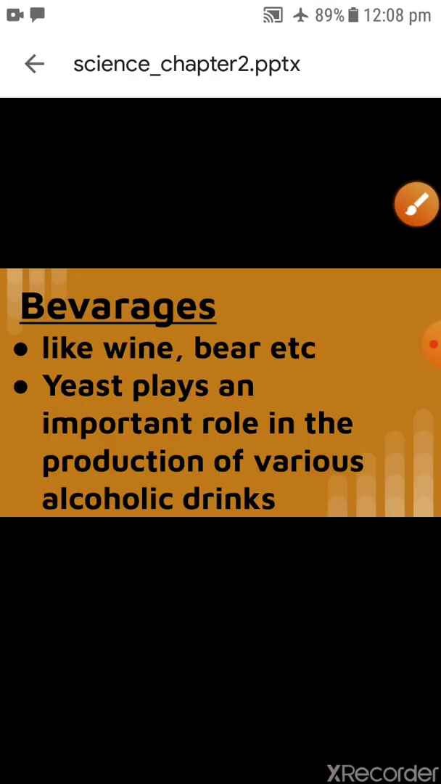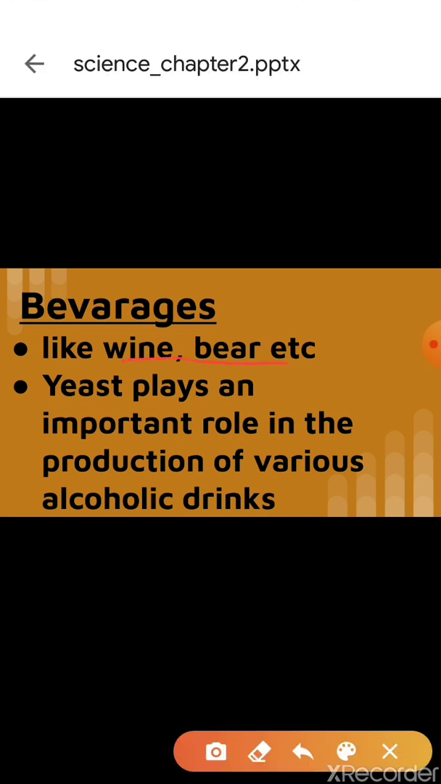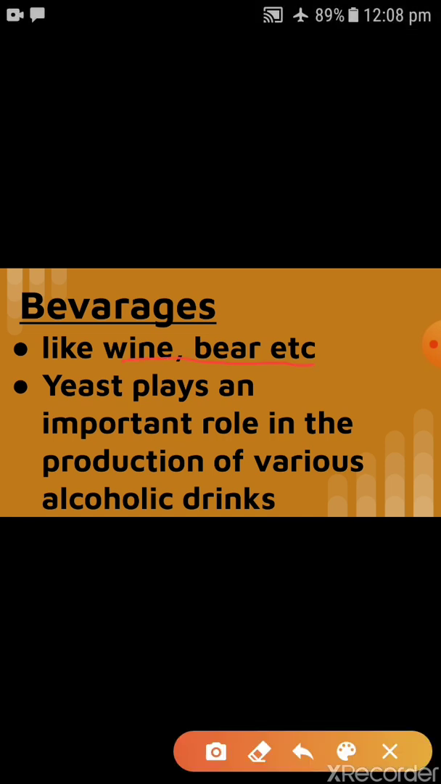Now, what are beverages, children? Here beverages are like wine, beer, etc. Here yeast plays an important role in production of various alcoholic drinks, children. Okay, so we can say that microorganisms are used for large scale production of alcohol, wine, beer, etc. Even acetic acid, vinegar, is also made by microorganisms only.